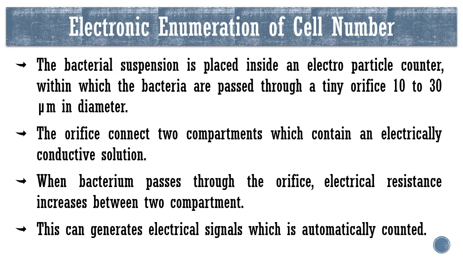Another method for direct cell number count is electronic enumeration of cell number. In this, microorganisms can be directly counted with an electronic counter such as the culture counter. In the culture counter, a microbial suspension is forced through a small hole. Electrical current flows through the hole and electrodes placed on both sides of the hole measure electrical resistance. Every time a microbial cell passes through the hole, electrical resistance increases and the cell number is counted.